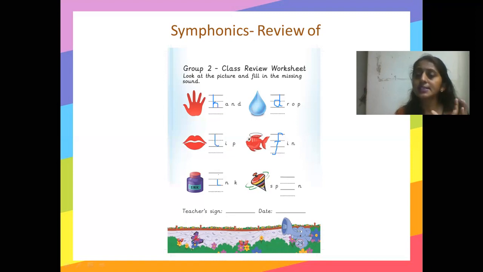The next picture is of a top, but it is spinning. Spin, spin. S-P, i says i. That's correct. N says n. S-P-I-N, spin. That's correct. So what have we forgotten here? We have forgotten the date. So put the date, today's date, and complete this worksheet at home. So this was all about the worksheet.